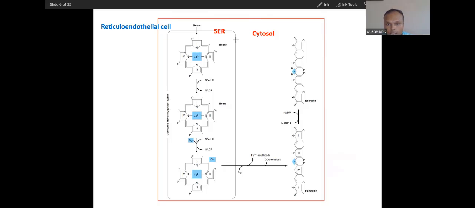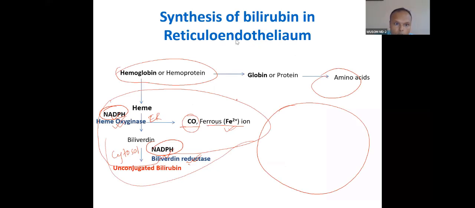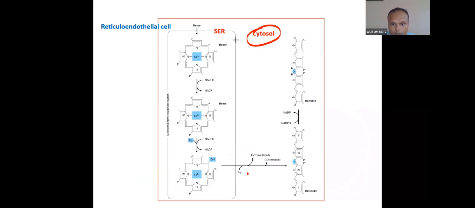And biliverdin has to be reduced. If it is reduced, it will form bilirubin. So you can see NADPH is required for the degradation, breaking the chain, and second, NADPH is required in the cytosol. Biliverdin reductase is present in the cytosol, and heme oxygenase is present in the endoplasmic reticulum. Remember this very important thing.